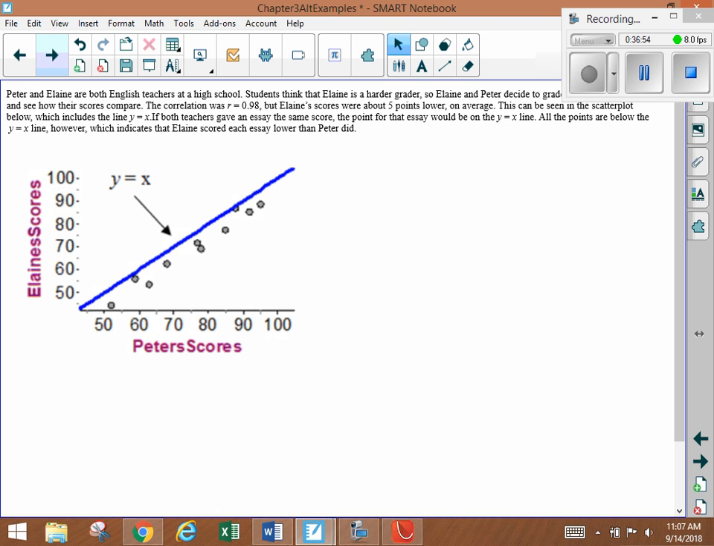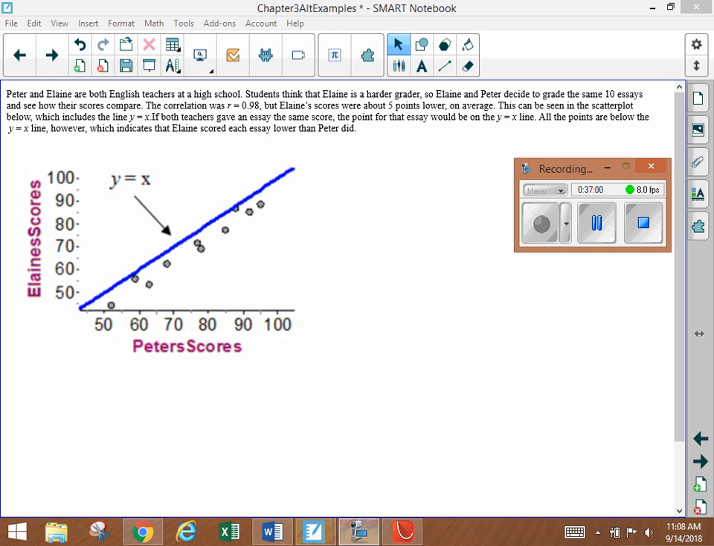And this is just an interesting example about comparing these two. I'm just going to leave it on the video. You can look at it.